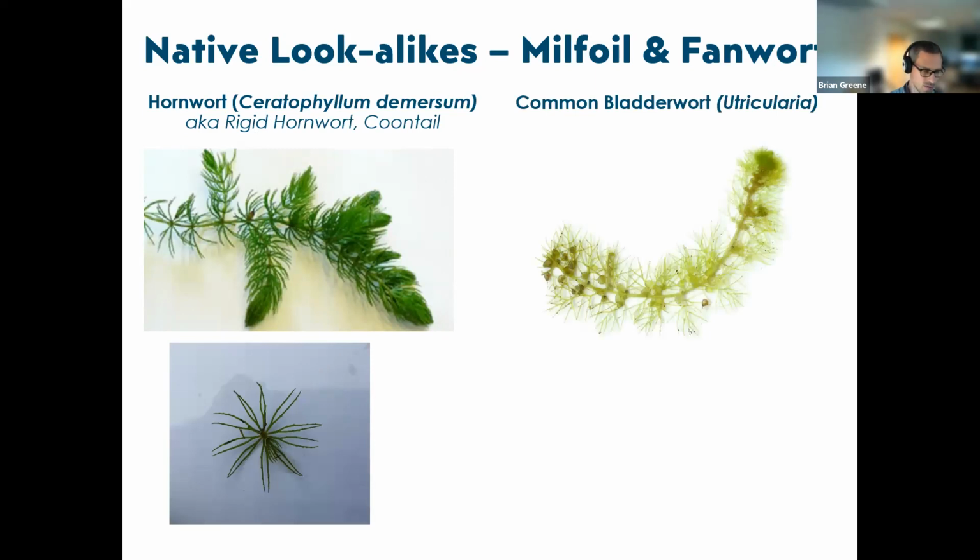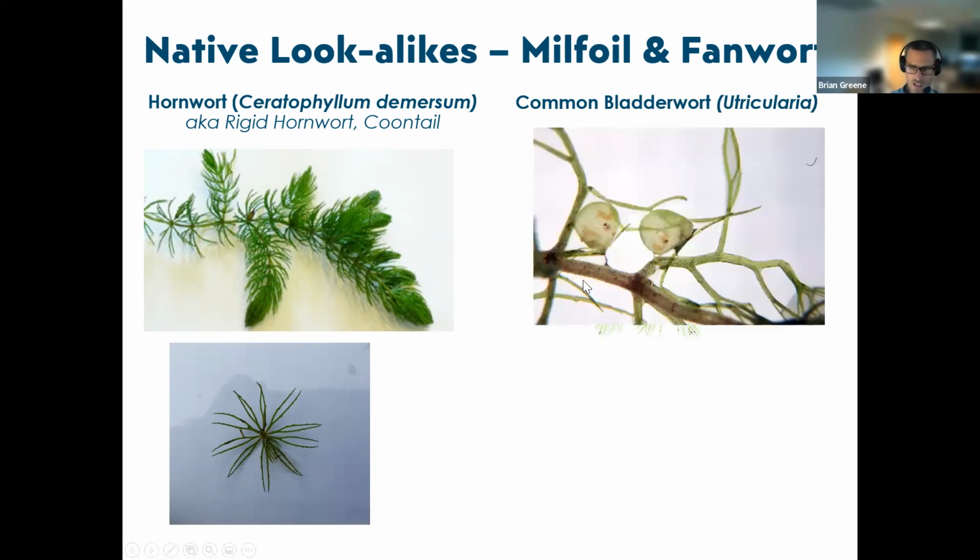Another species that people sometimes get confused is bladderwort. People describe them as having feathery-like leaves. The key feature that they have is these inflated bladders. They are a carnivorous plant that captures zooplankton and eats them. So that's a pretty unique feature. And they're native. There are many different species of bladderwort that are native to our lakes here.